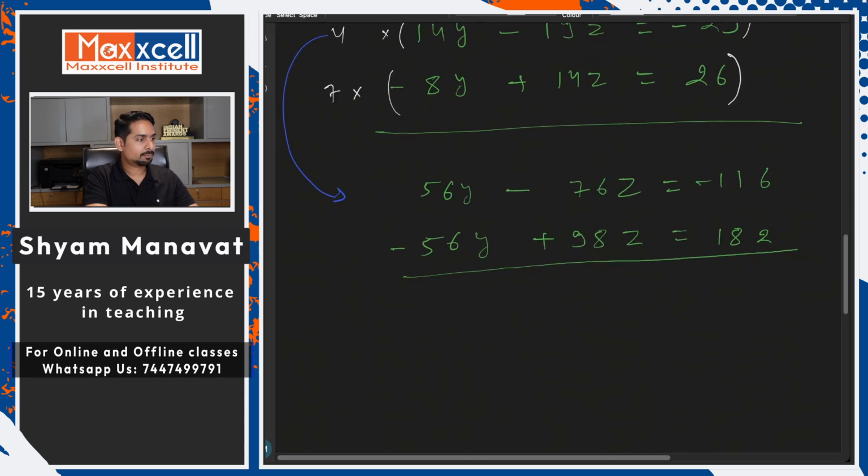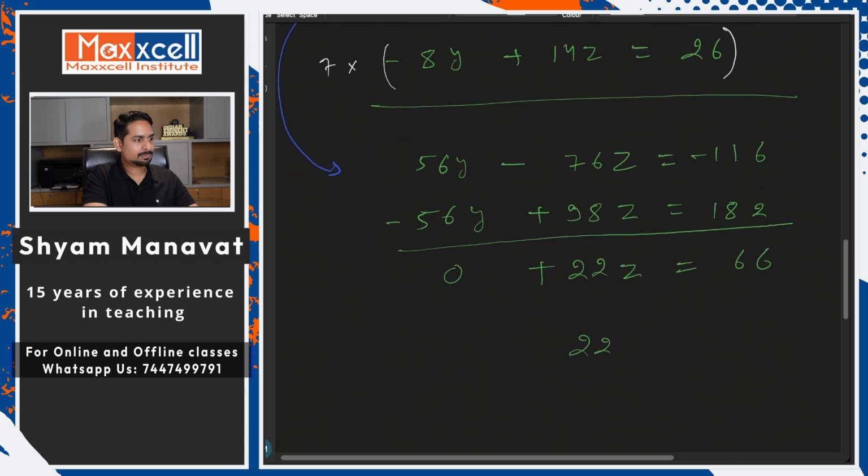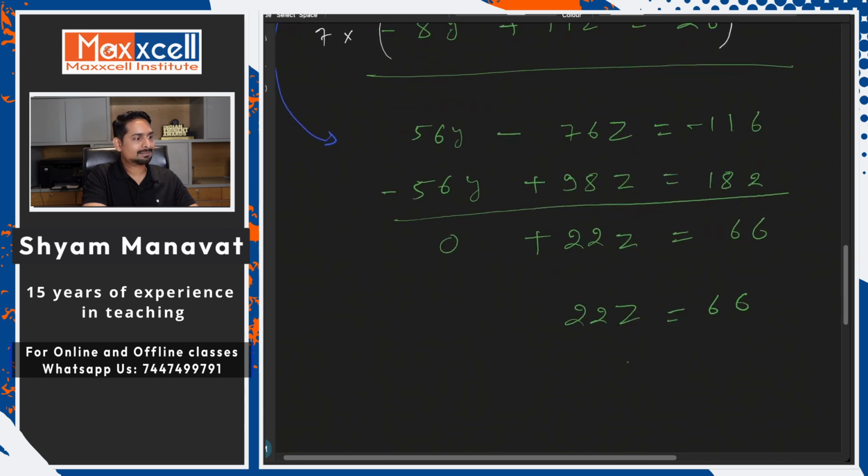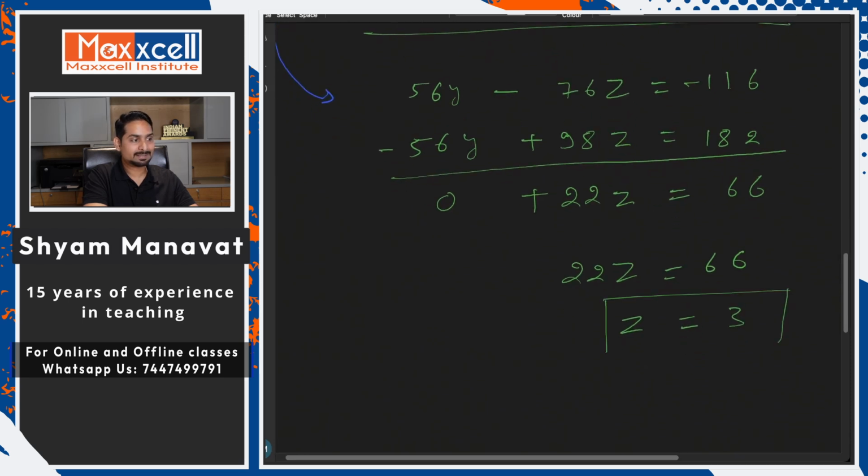Once you add both of them, what will you get? Y will be 0, and this will become 22z equal to 66. This will get you z equal to 3. You got the value of z, which is pretty easy. It's 3. No fraction, no decimal, not a bigger value.